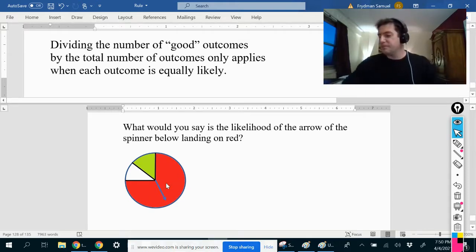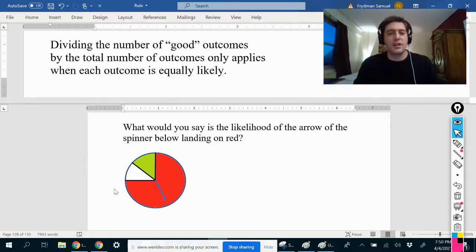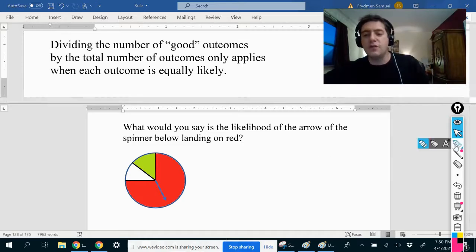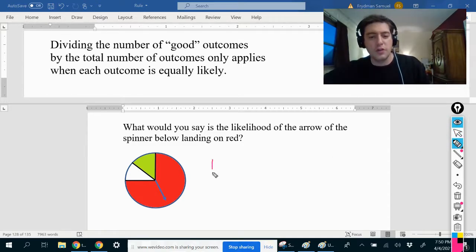If we were making a bet, and let's say for some Doritos or something, we're at lunch, I spin the spinner, and if it lands on red, I get the rest of the Doritos, and if it lands on green, then you get the rest of the Doritos. I'm more likely to win, right? Because so much of that spinner is red. But here's the thing. If we do this, the good over total, probability that it lands on red.